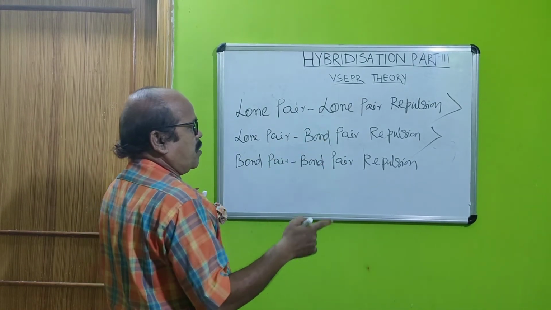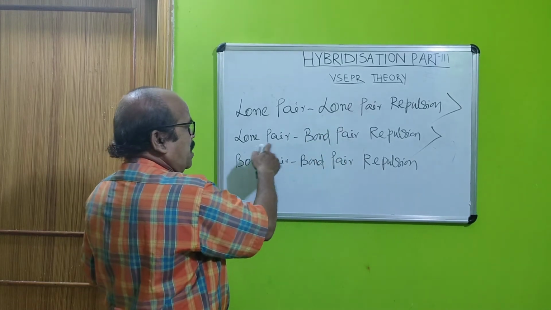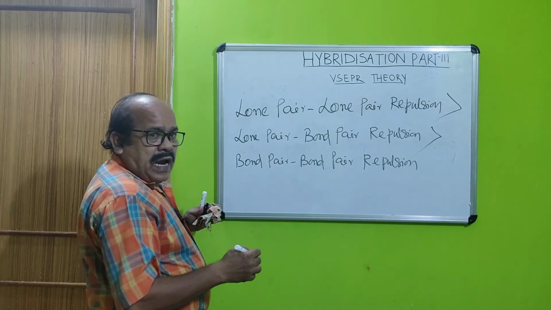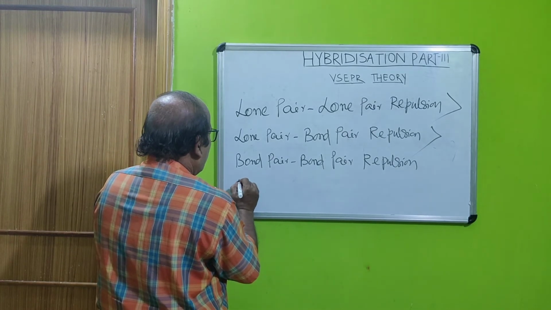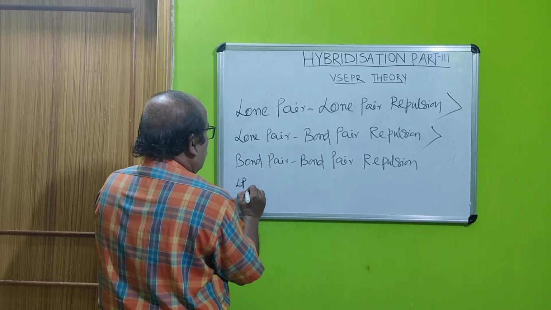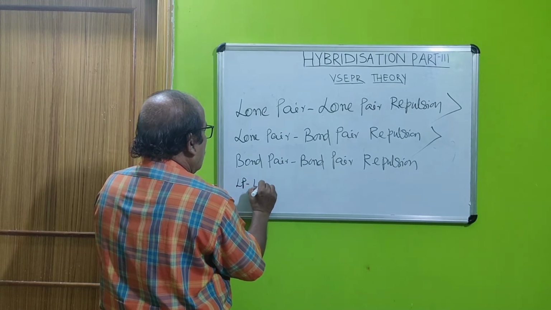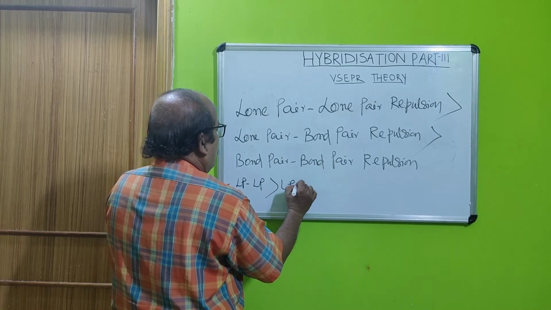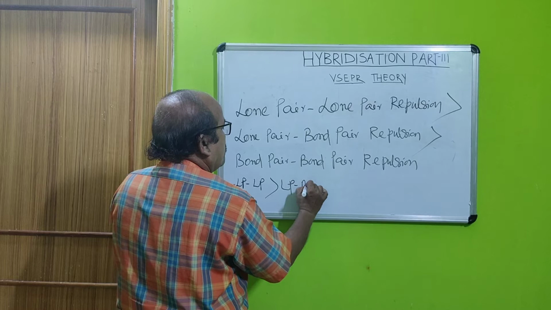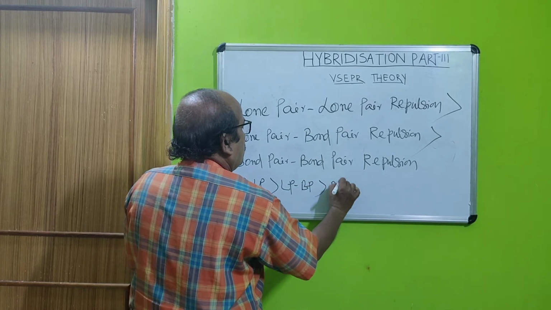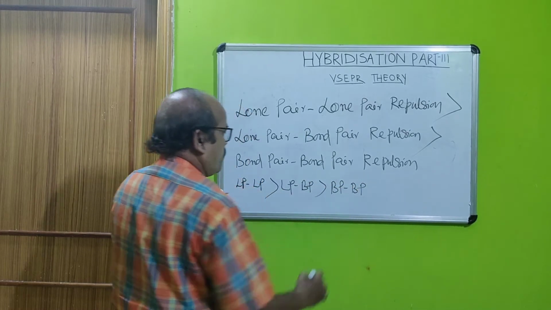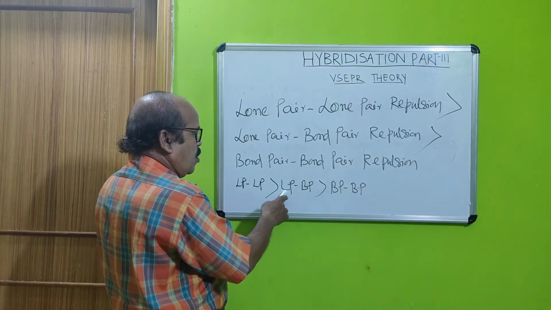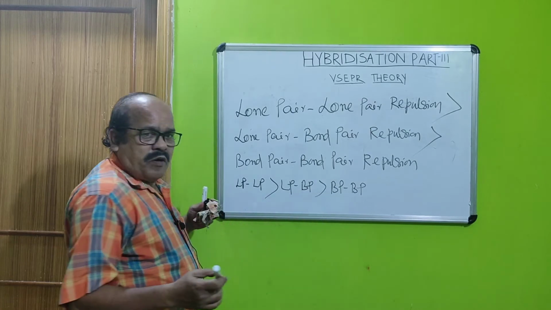Lone pair repulsion is greater than lone pair bond pair repulsion is greater than bond pair repulsion, and in the abbreviated form, LP-LP greater than LP-BP greater than BP-BP. This is lone pair in the abbreviated form greater than lone pair bond pair greater than bond pair.